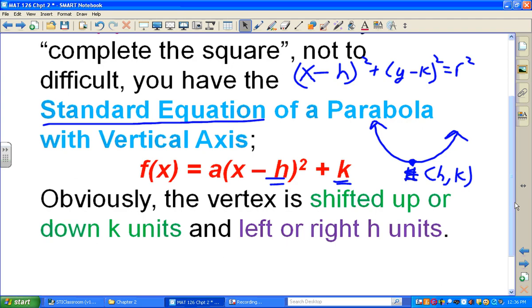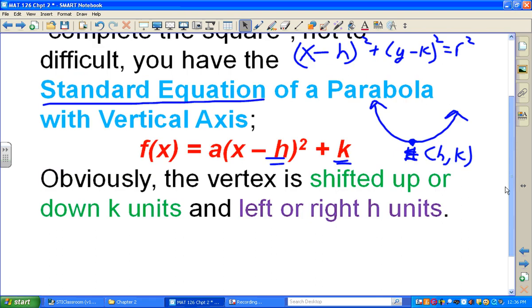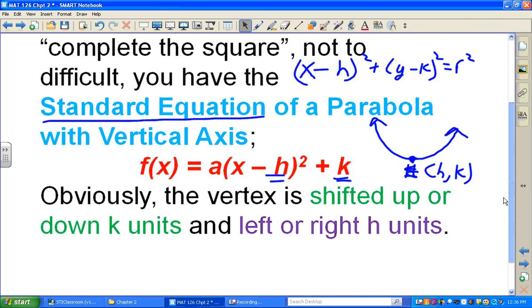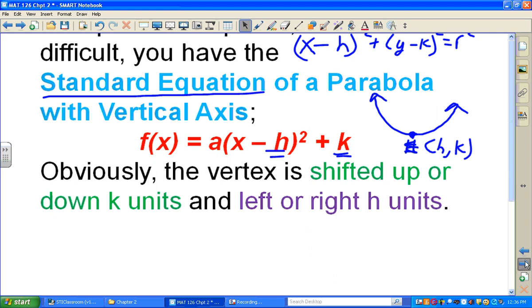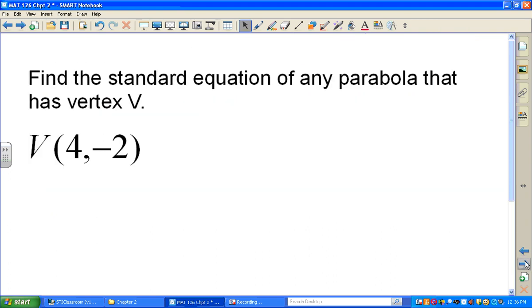Do you remember completing the square on the vertex questions before? Hopefully this is just review, right? You've had this before, the standard equation? Yeah. Okay, good. Perfect, because I wasn't going to spend a lot of time on it. Yeah, b not equals 0, c not equals 0. Good. So in this one, find the standard equation of any parabola that has a vertex V. V is at 4, -2.